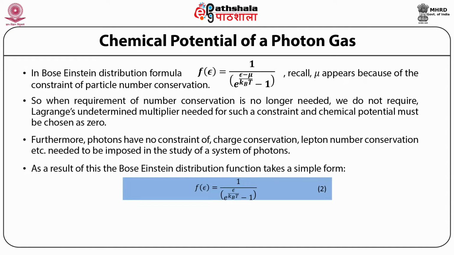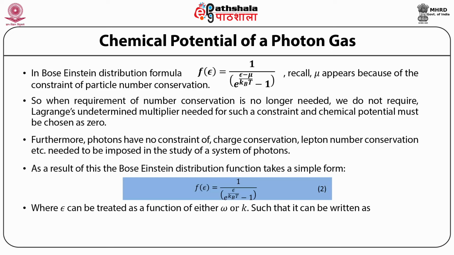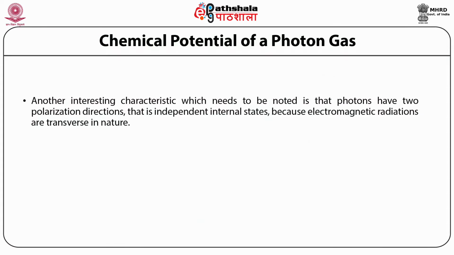f of epsilon is equal to 1 upon e raised to power epsilon upon kBT, minus 1, where epsilon can be treated as a function of either omega or k, such that it can be written as f of omega is equal to 1 upon e raised to power h bar omega by kBT, minus 1. Another interesting characteristic which needs to be noted is that photons have two polarization directions, that is, independent internal states, because electromagnetic radiations are transverse in nature.